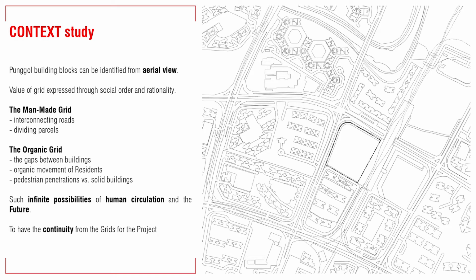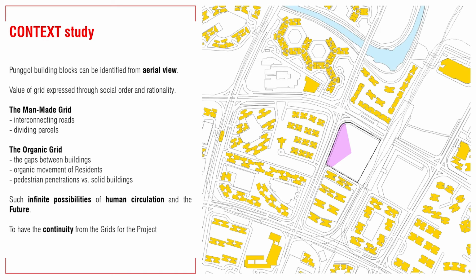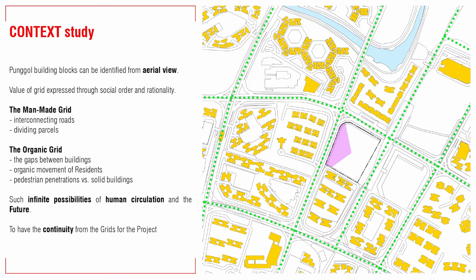Seeing Punggol from above, we could extract those residential blocks by coloring them in yellow to understand the context more easily. The interconnecting roads are categorized as a man-made grid and act as the primary grid for Punggol development, colored in green, and the land of Punggol can be divided into parcels.